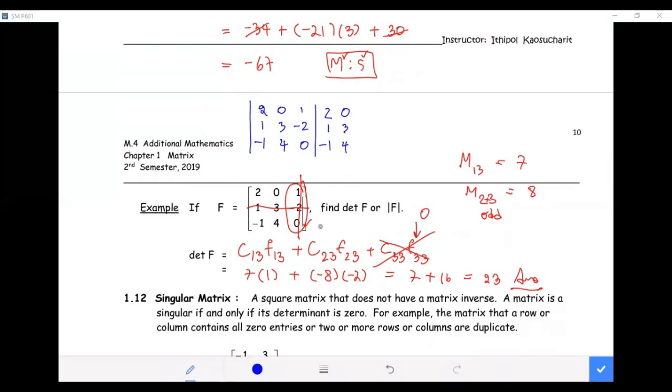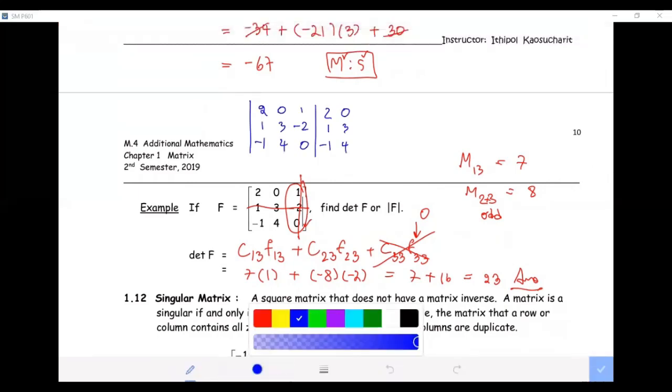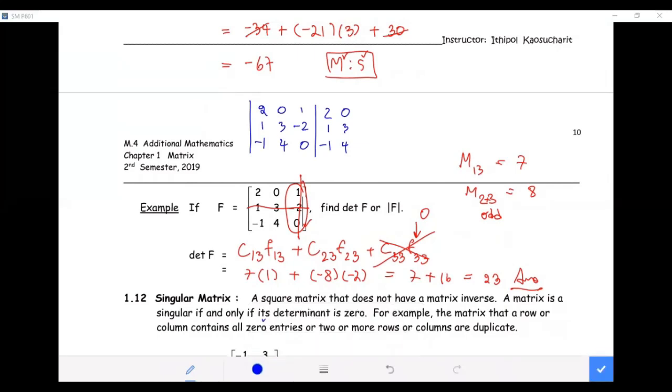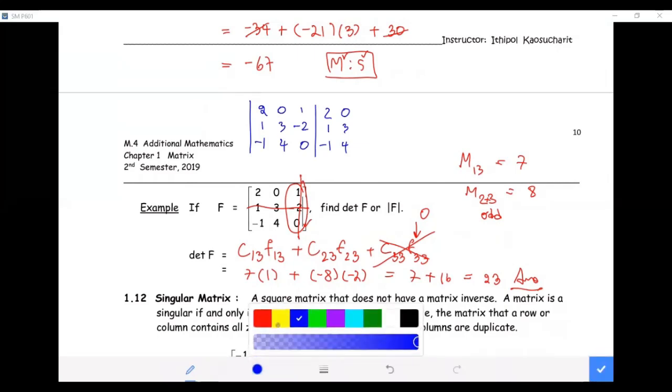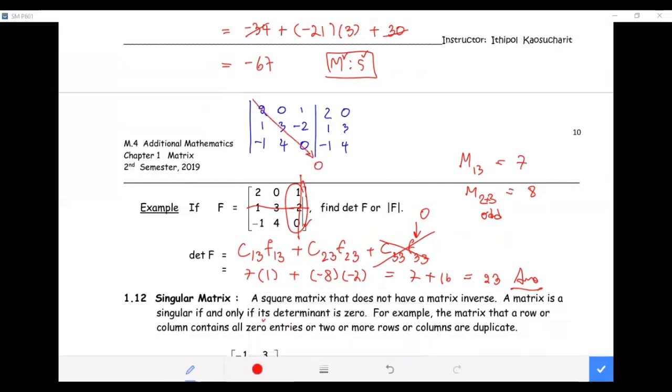So let's find it. I'm going to change to the other color so that it will be very different. Let's use the red one. Cross down like this, that is 0. Cross down again, that's a 0. Cross down, that will be 4. You add them up, so what you have is the sum of 4.